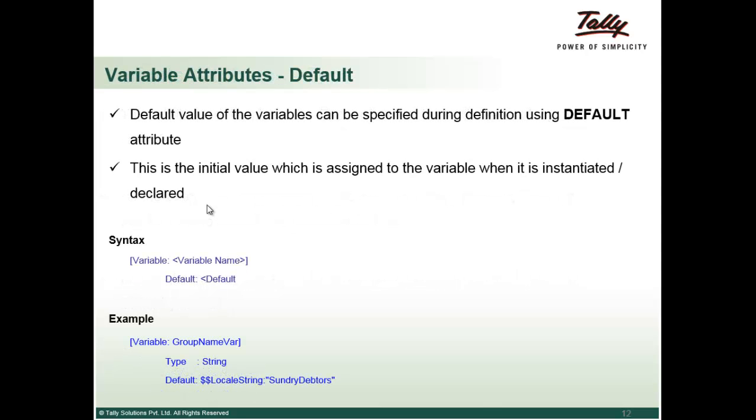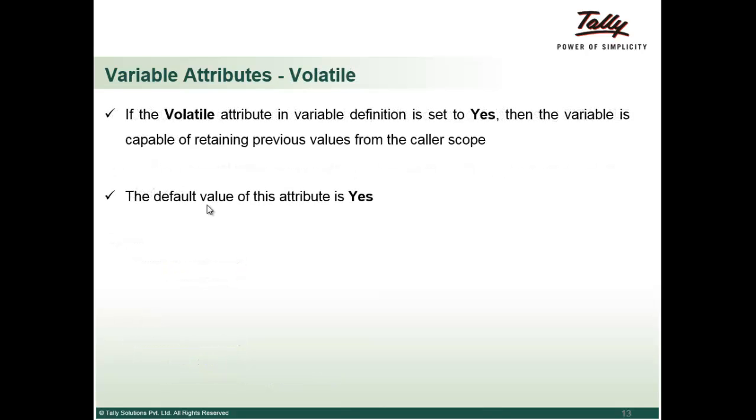Then we saw the default attribute, that is, the default value of the variable can be specified during definition using the default attribute. This is the initial value which is assigned to the variable when it is declared or instantiated. Whatever value you specify with the default attribute will be its initial value. This also we saw. Then next we saw volatile. The volatile attribute in a variable definition accepts a logical value, and by default the volatile attribute of every variable will be yes.